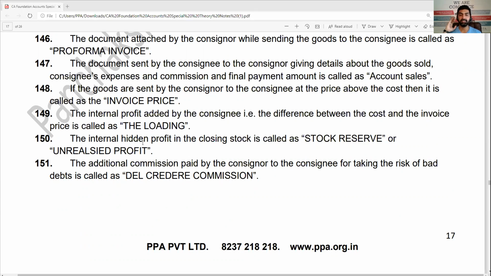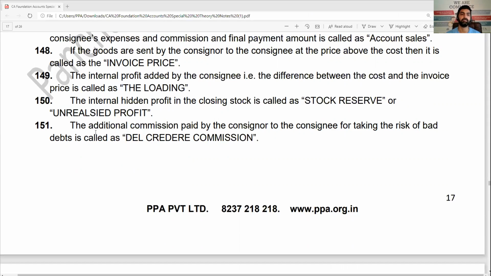I repeat, when I send the goods to him, 1 unit was of 50,000. I told him that it is of 60,000. Out of 10, he sold 8. So 2 units are recorded by him at 60,000, but their actual cost is 2 into 50,000, 1 lakh only. So this 20,000 internal profit is called stock reserve. It is to be cancelled from the consignment stock, that is on the consignment account debit side, as well as on the asset side, where it is reduced from the consignment stock, called unrealized profit or stock reserve.